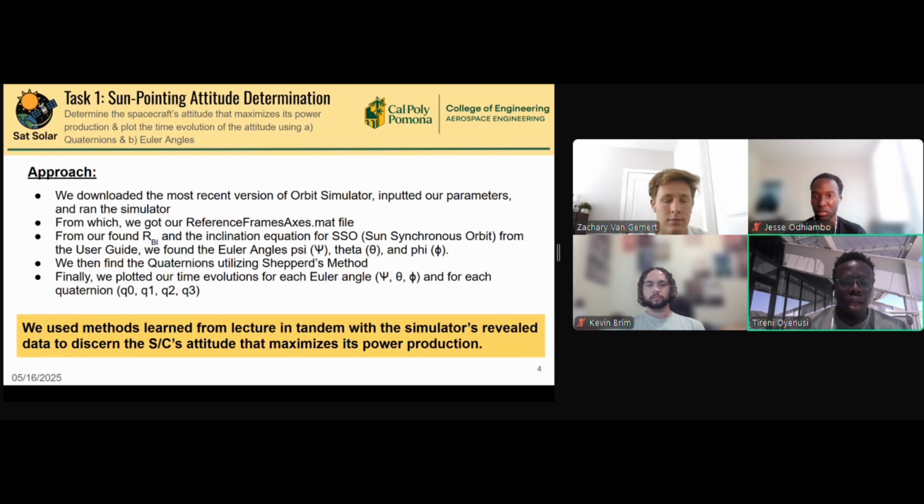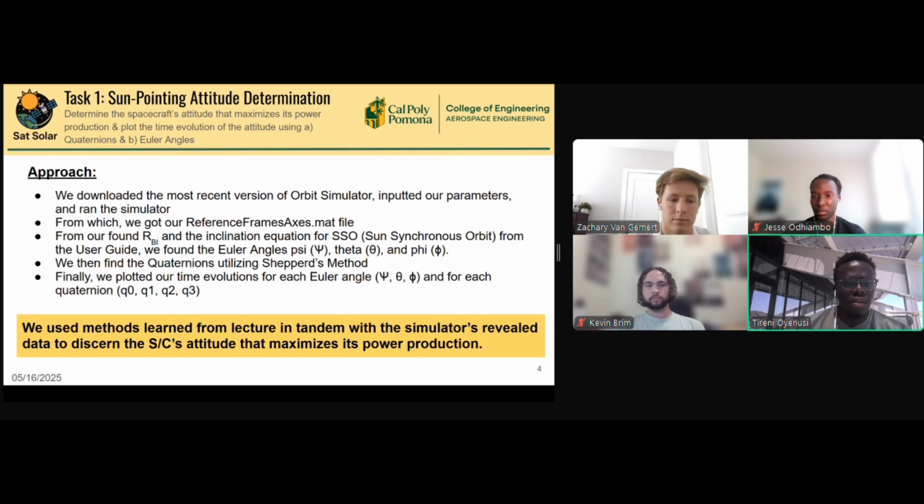And there we got our RBI, and using the inclination equation for sun-synchronous orbit in the user guide, we found the Euler angles psi, theta, and phi. Then we found our quaternions utilizing Shepperd's method learned in lecture, and we finally plotted our time evolutions for both the Euler angles and the quaternions.